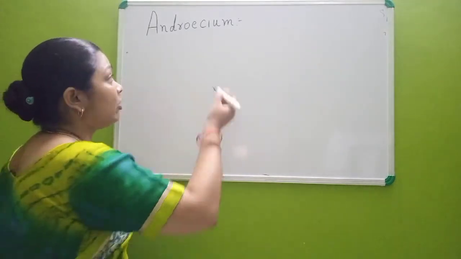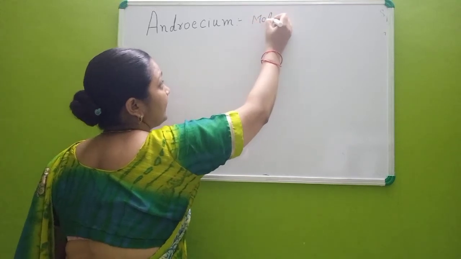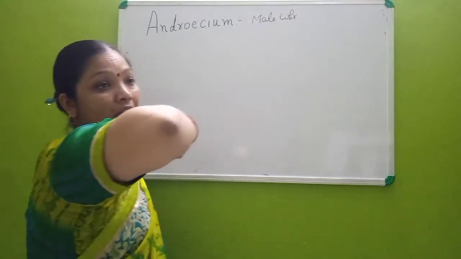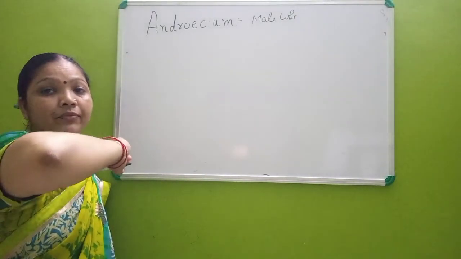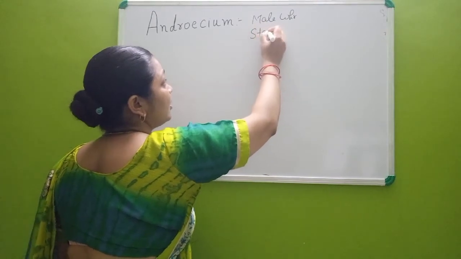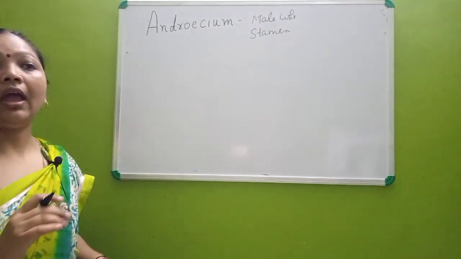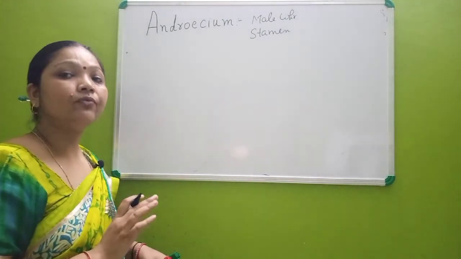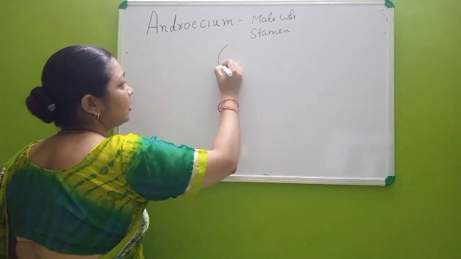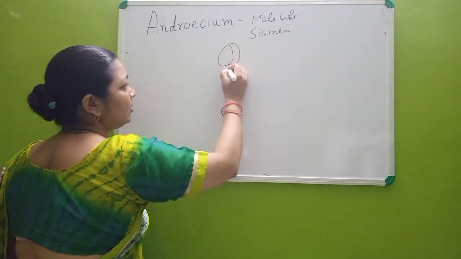Now, androecium, what is it? It is a male whorl of a flower. A single member is called stamen, and stamen consists of two parts. If we make a stamen, then it will consist of two parts.